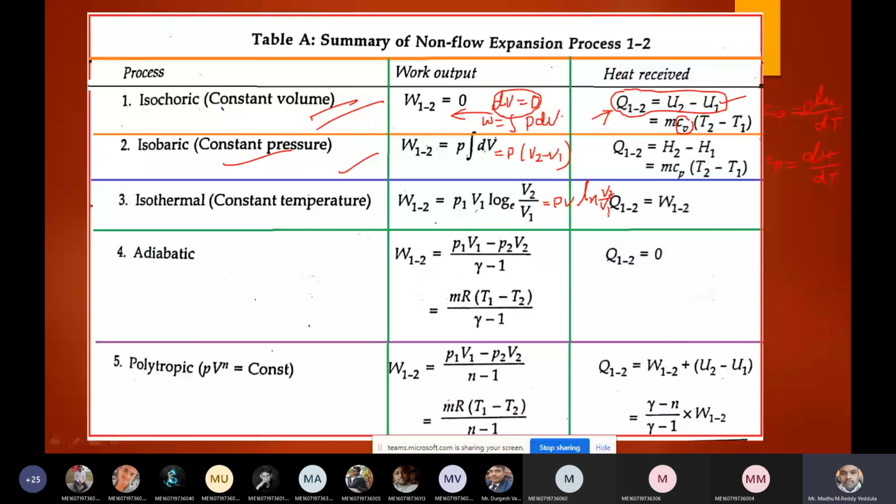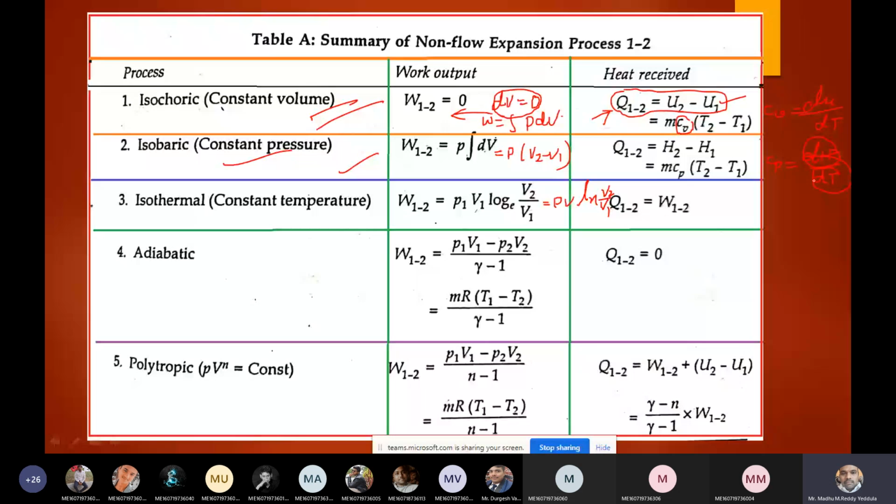Sir, in Cp, dH by dT means change in enthalpy? dH means change in enthalpy with respect to change in temperature. Yes, change in enthalpy with respect to change in temperature.